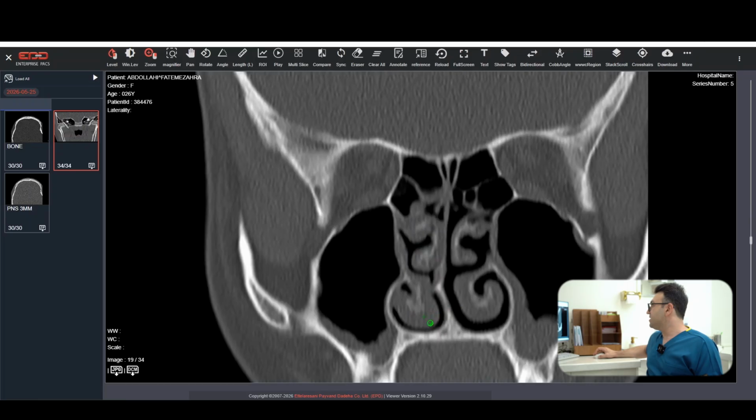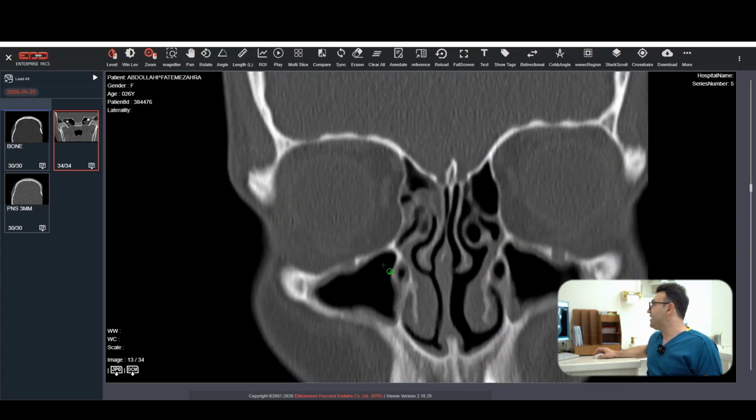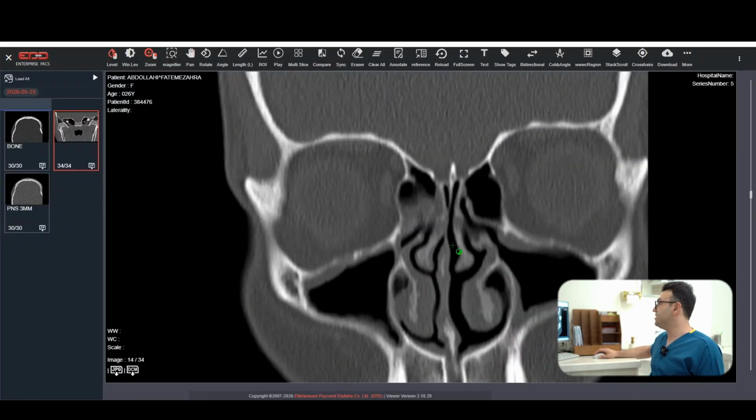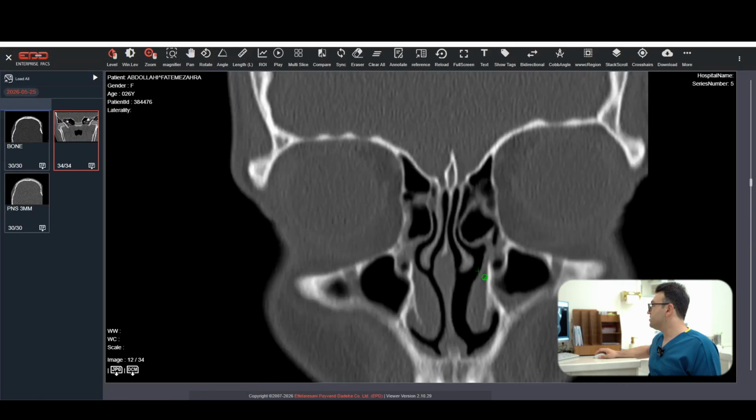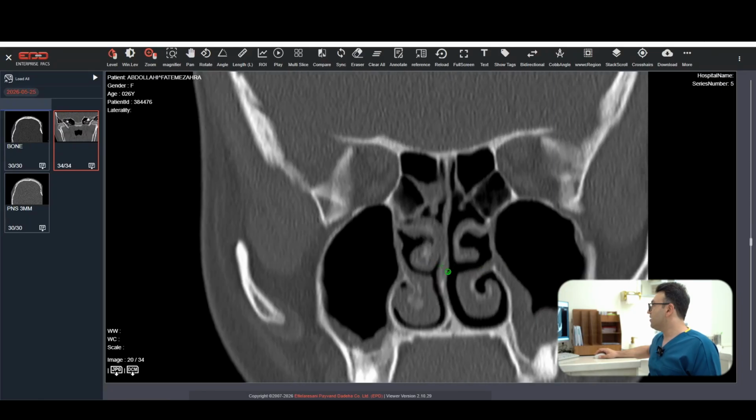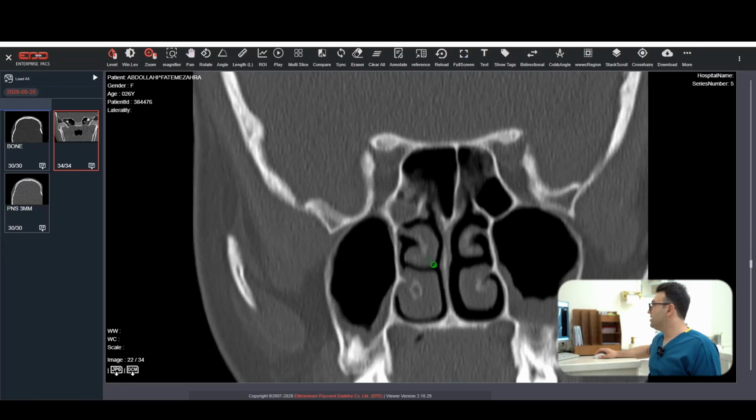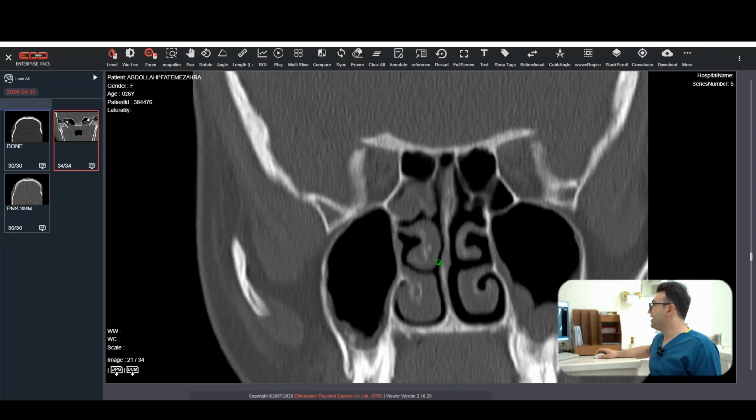So after that, we try to evaluate the middle turbinate. For the middle turbinate, again, we seek for hypertrophy, but more important, we seek for concha bullosa. It means the air cells and air cavity inside the middle turbinate. In this patient, okay, I don't see any bullosa there. But the middle turbinate here, again, there is an adhesion to the septum of the nose.